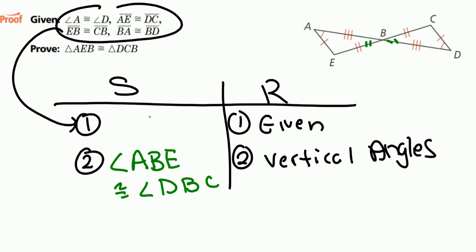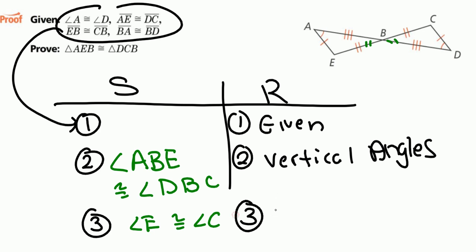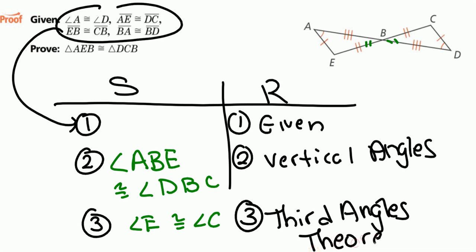Okay? And then lastly, I can prove that angle E is congruent to angle C by a theorem that we learned before, the third angles theorem. And then you would write your proof statement: since all the corresponding sides are congruent and all the corresponding angles are congruent, my triangles must be congruent.